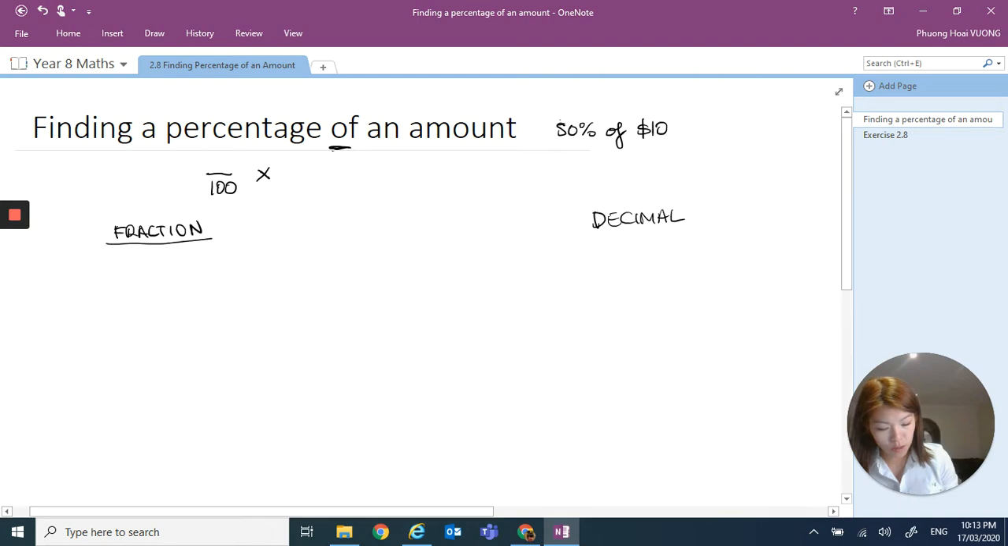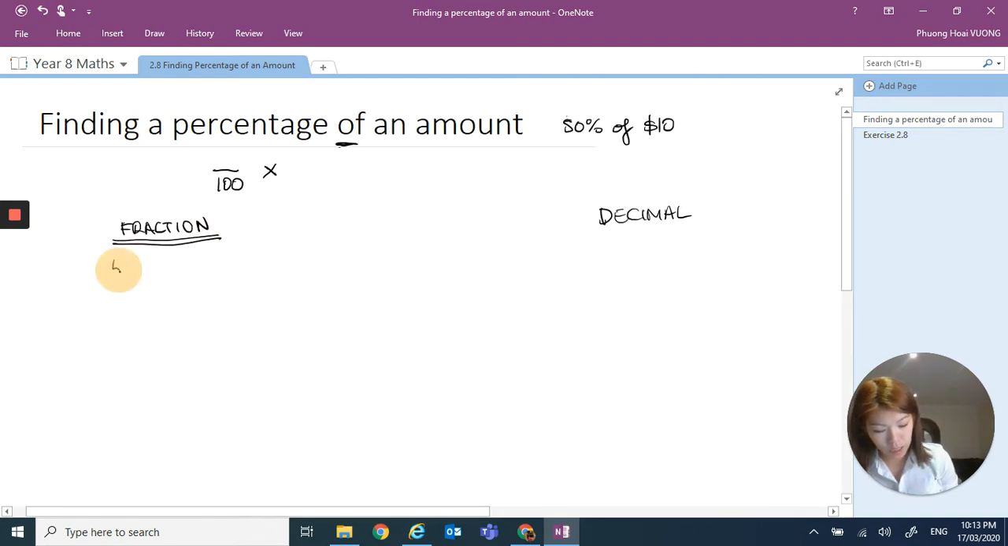So, fraction method. We're going to write 50% as a fraction, 50 over 100. 50% of, we can write it with the times, 10. How do we write 10? We write 10 over 1. Now we look for numbers we can cancel out. 50 into 50 goes once, 50 into 100 goes twice. So now multiply across, we have 1 times 10 is 10, and 2 times 1 is 2. 10 divided by 2 is $5, as we expected.